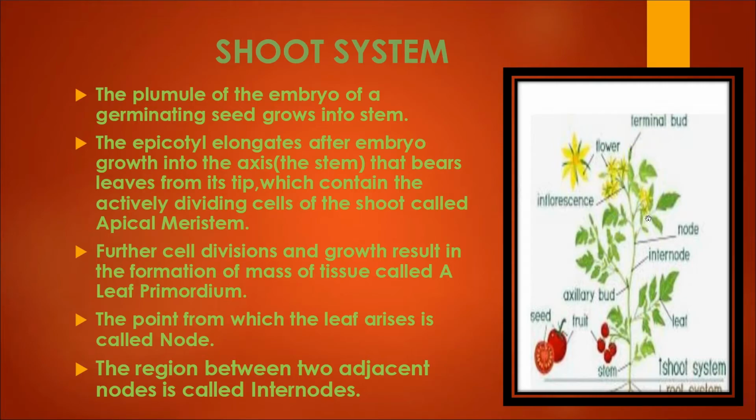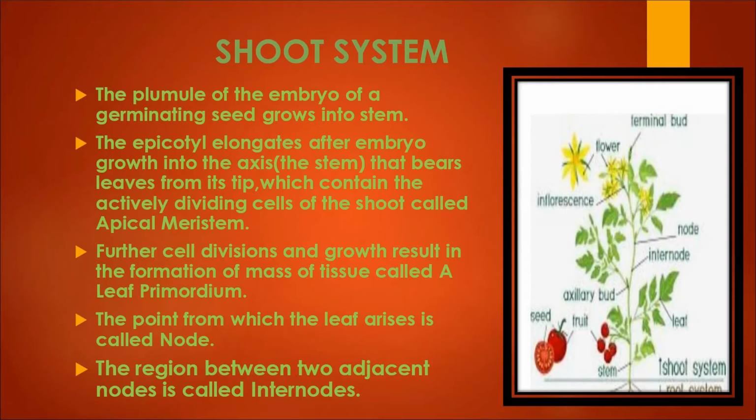Shoot system. The plumule of the embryo in a germinating seed grows into the stem. The epicotyl elongates into the axis, forming the stem, and it bears the leaves from its tips. This contains actively dividing cells of the shoot called apical meristem. The cells divide further and the growth results in the formation of a mass of tissue called leaf primordium.